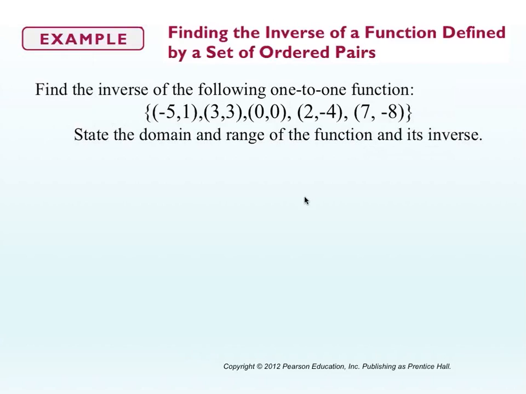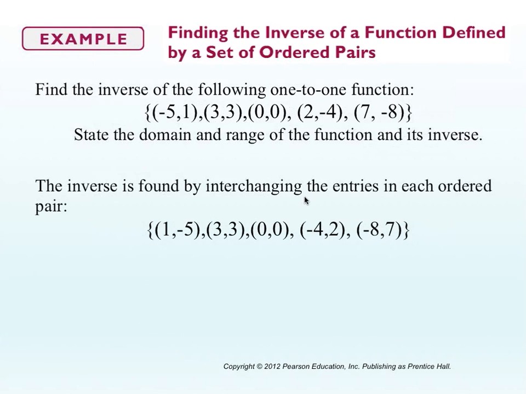So let's go ahead and find the inverse of one more function here where we just have a list of points, and we want to state the domain and range of the function and its inverse. So the inverse is just found by flipping the x's and the y's. So all we have to do is, instead of having (-5, 1), we have (1, -5). So we just flip our x's and our y's.